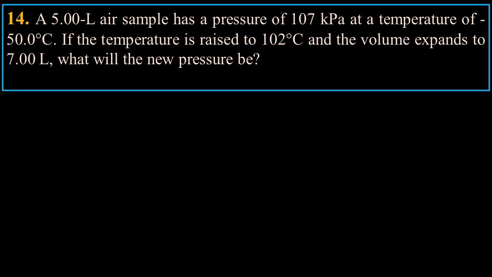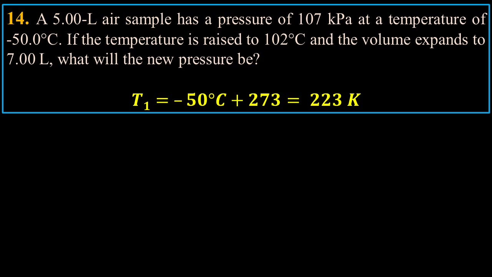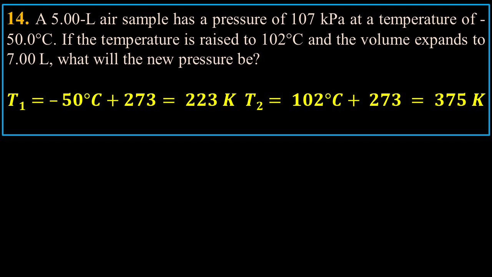A 5-liter air sample has a pressure of 107 kilopascals at a temperature of negative 50 degrees Celsius. If the temperature is raised to 102 degrees Celsius and the volume expands to 7 liters, what will be the new pressure? So you're going to add 273 to negative 50, that's 223 Kelvin. Now we have 2 temperatures, we have 2 volumes, so it looks like we're going to find pressure.